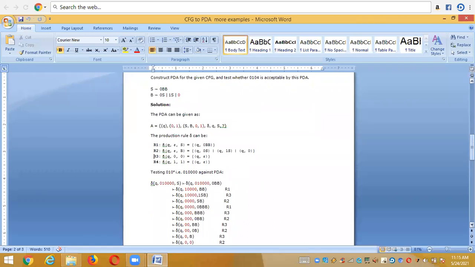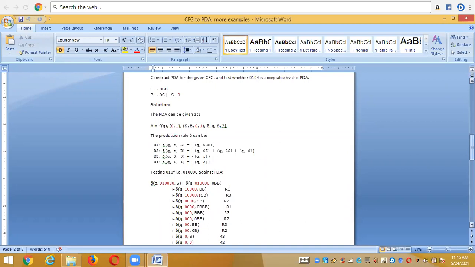And in the next class, I will explain more examples of this concept, as well as enter into the second conversion, that is PDA to CFG conversion. Up to now, I explained CFG to PDA conversion, and in the next class, I'm going to explain PDA to CFG. That means the input is a PDA, and I'll help you understand how to convert it into a CFG, right?